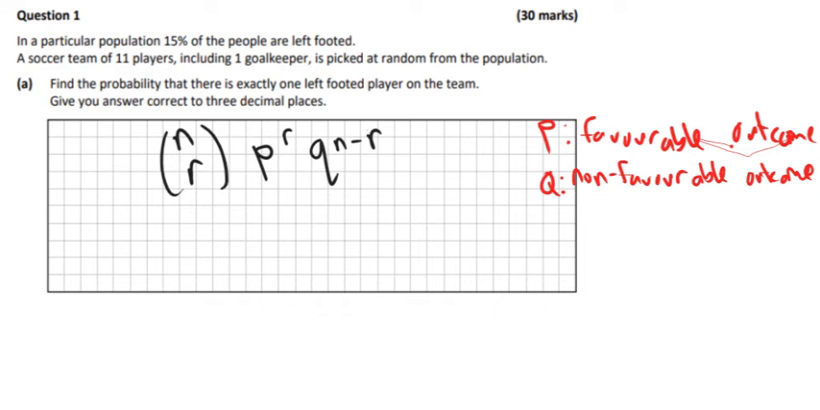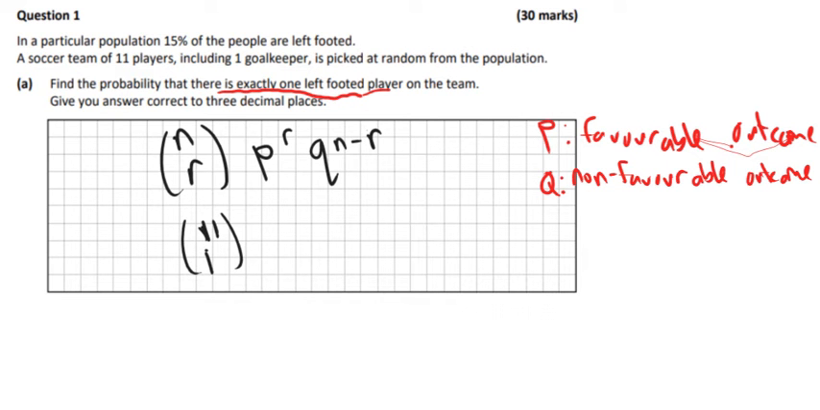And n then is the kind of the total. So here there's 11 players altogether, so 11 will be the total. And r is the amount that you're choosing. So in this case, it's find the probability that there is exactly one left-footed player. So therefore you're only choosing one player, so r will be 1 in this one. So it'll be 11 choose 1.